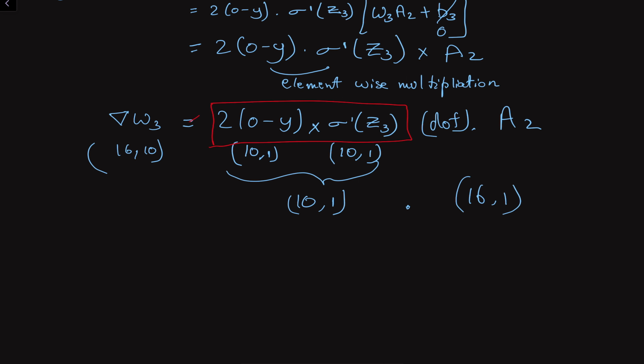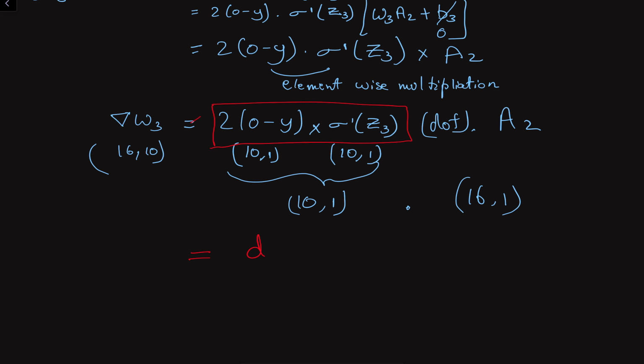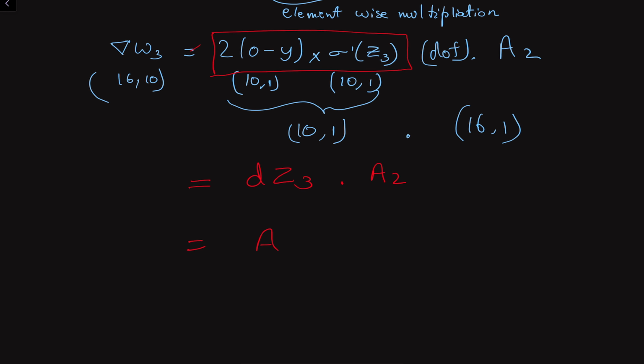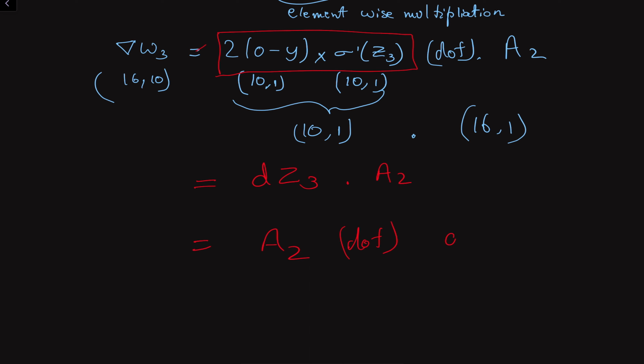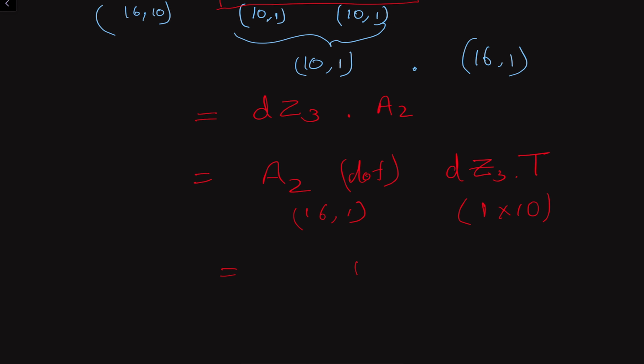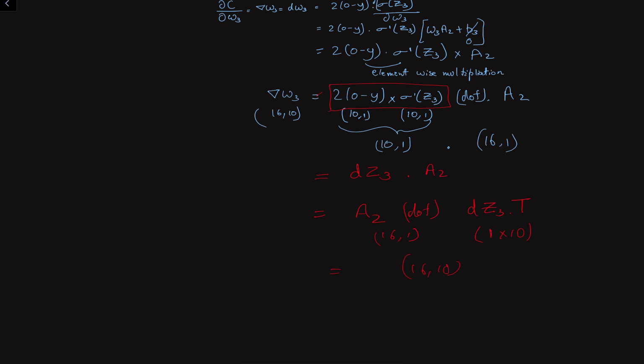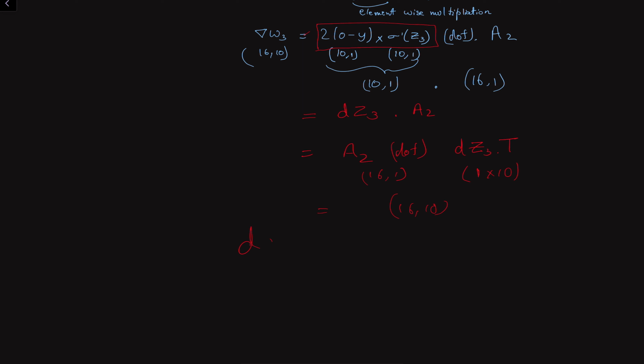Let's put this in one variable, and let's call that variable dz3. So dz3 times a2 is currently what we have. We're gonna turn this into a2 dot dz3 transpose. Let me just write transpose like this, dot T. We're gonna transpose that, so it's gonna become 1 comma 10, and this will be 16 comma 1, so the resulting will be a 16 comma 10 matrix. So we have found delta 3, so this was dw3.